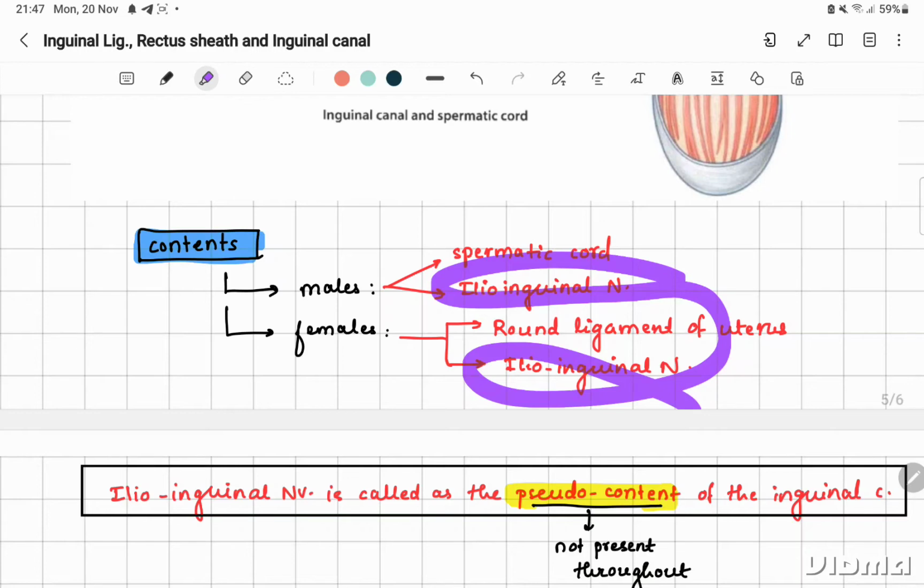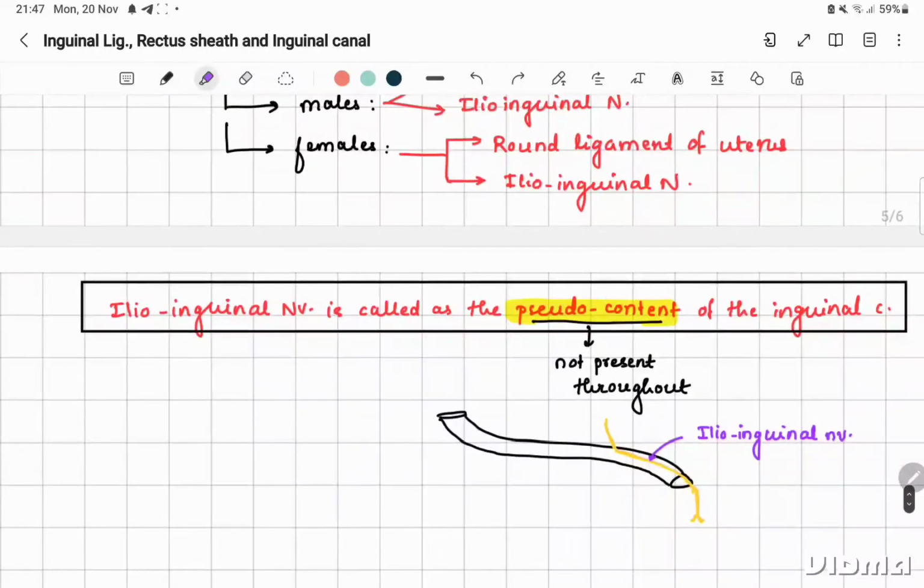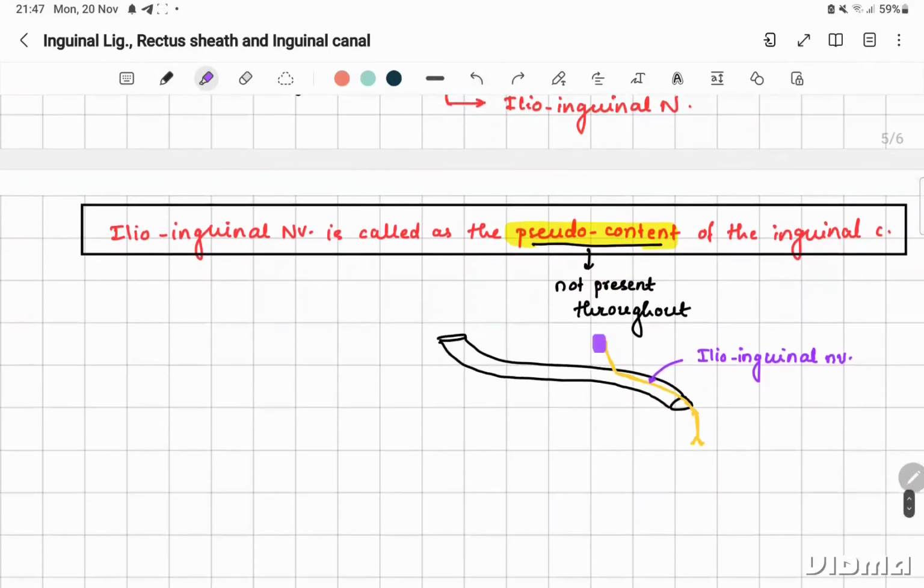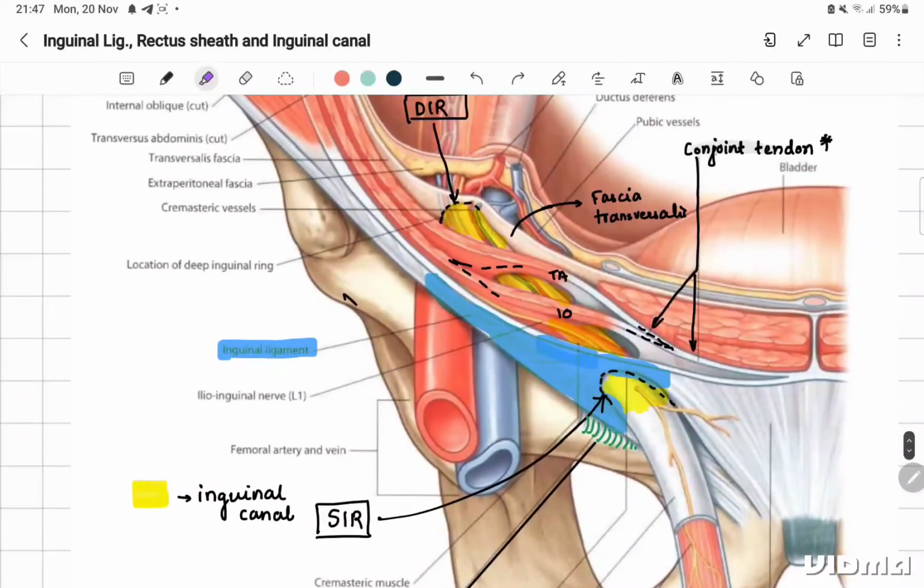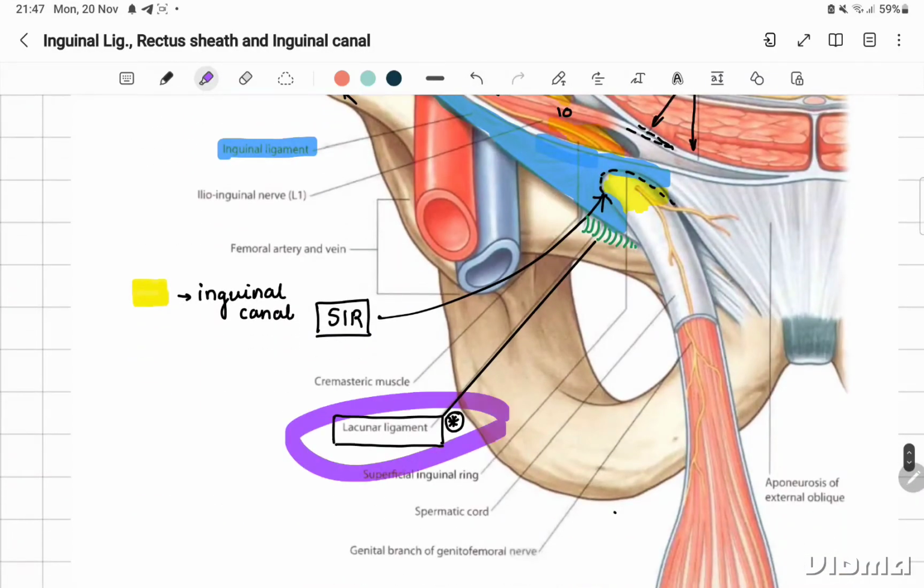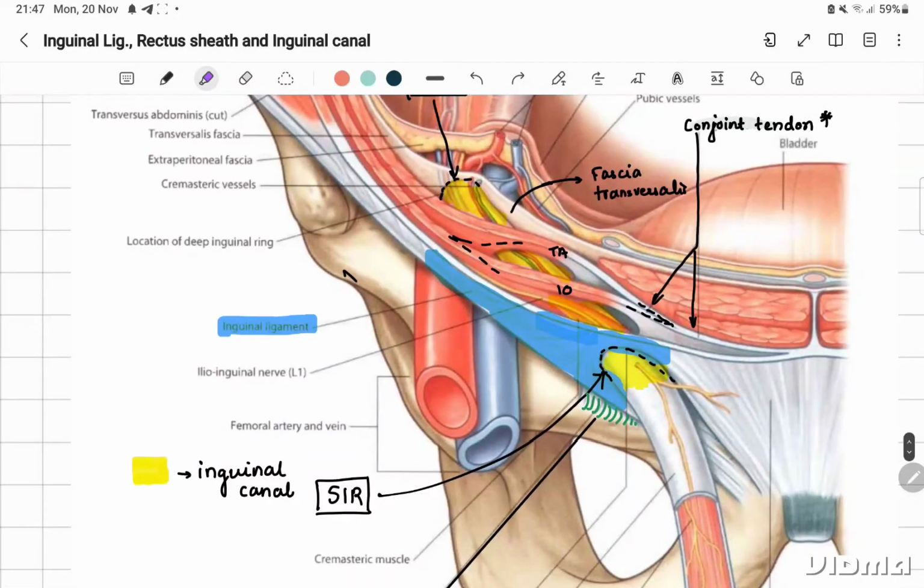So ilioinguinal nerve is common, but we have the spermatic cord in males and the round ligament of uterus in females. This ilioinguinal nerve is also called the pseudo content of the inguinal canal because it's not present throughout. It will just enter and leave at the superficial inguinal ring. Like this, lacunar ligament is forming the floor. We can see this in the inguinal ligament and all.